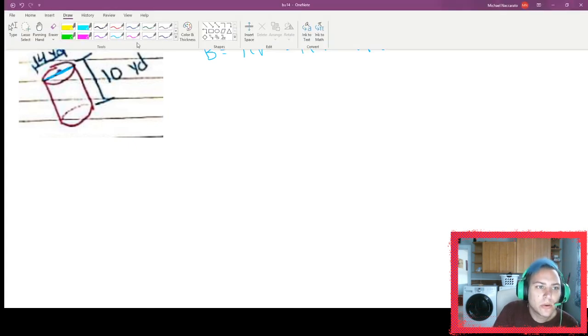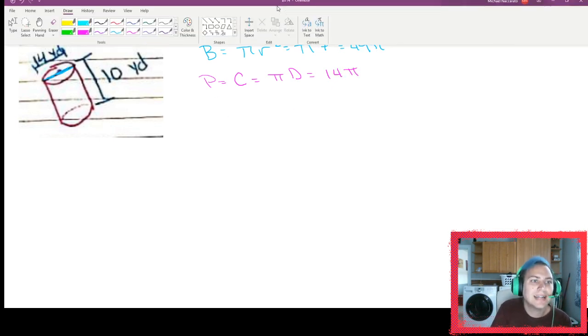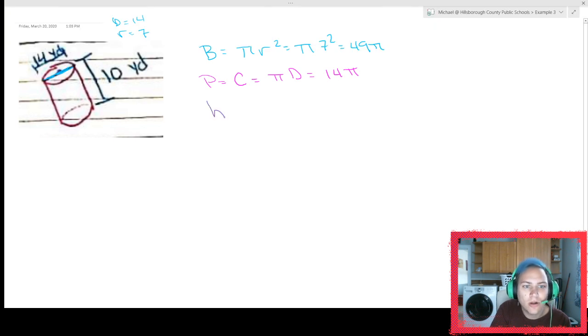When I go to do the perimeter, well, how do you find the perimeter of a circle? We can't add up the sides because there is no sides, right? So you use the circumference formula, which is pi times diameter. We know the diameter is 14, so I'm going to have 14 times pi, which is 14 pi. And our last thing to determine is how tall is the cylinder. What's the height of the cylinder? Again, the distance between the top circle and the bottom circle is the height. So they are 10 units apart, so my height will be 10.